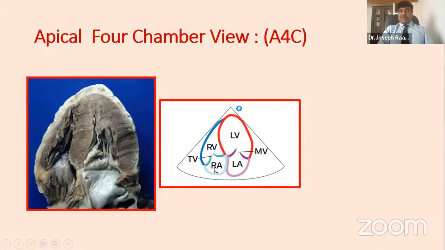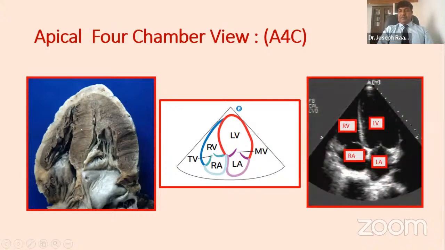And below the right ventricle is the right atrium, and below the left ventricle is the left atrium, with the corresponding valves, the mitral valve and the tricuspid valve. This is the image where you will be seeing all four chambers in a good way. This is how the image will be seen: left ventricle on the right side, right ventricle on the left side, right atrium and left atrium.